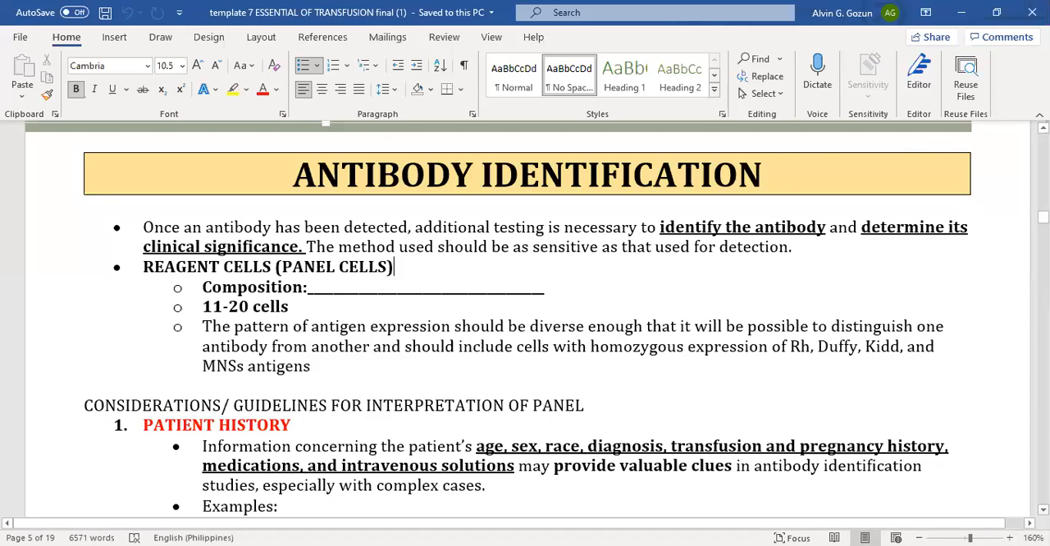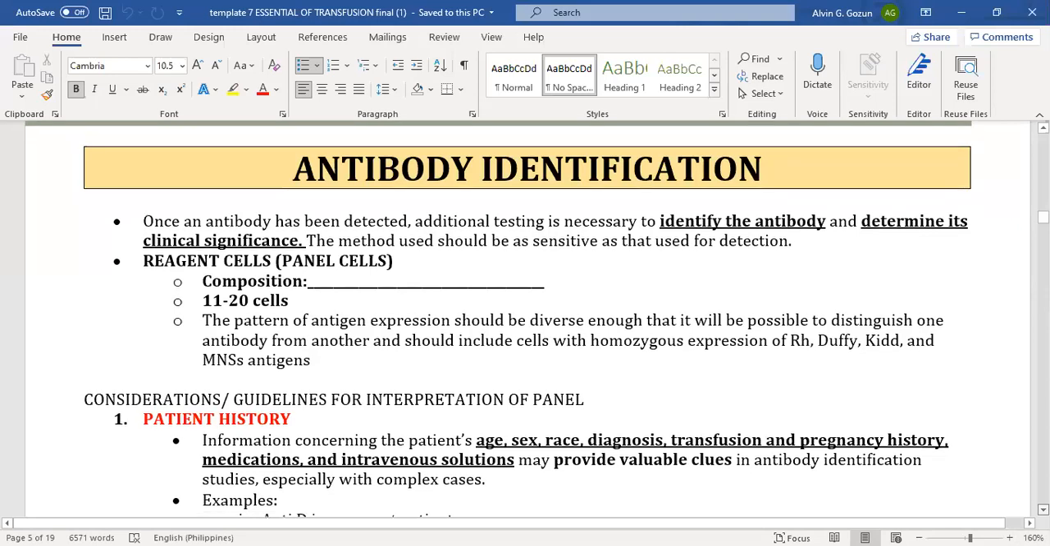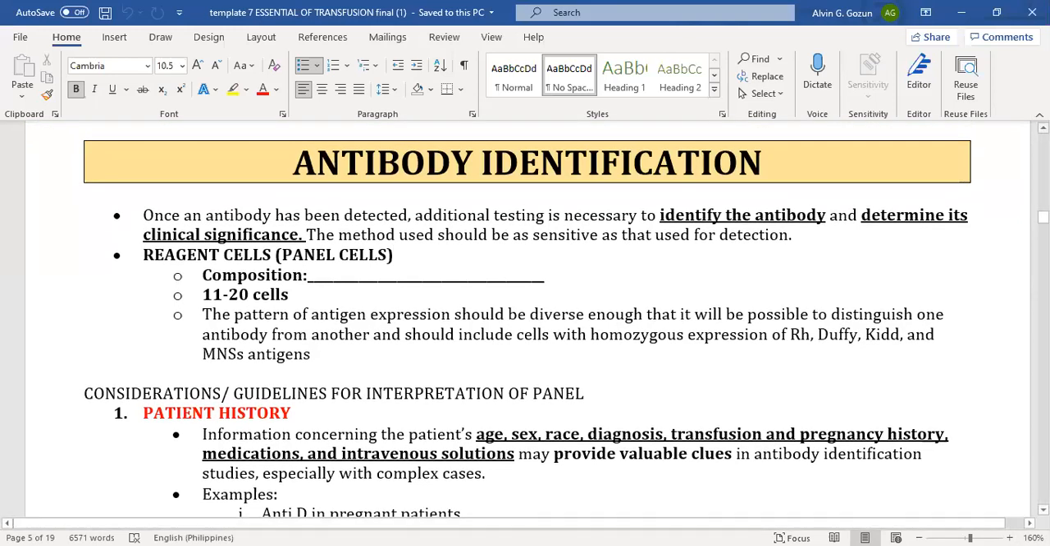So, antibody identification, once an antibody has been detected, additional testing is necessary to identify, of course, the antibody and determine its clinical significance. So, sabi nga natin, in blood banking, dapat ang mga antibodies should be clinically significant. Yun yung mga dinedetect talaga natin. And the method used should be as sensitive as that used for detection. So reagent cells here are panel cells. Unlike sa antibody screening, we have what we call now your screening cells.